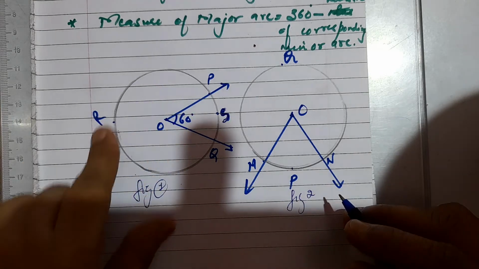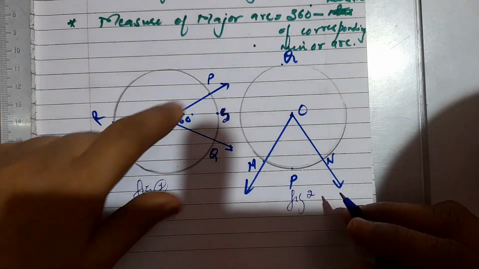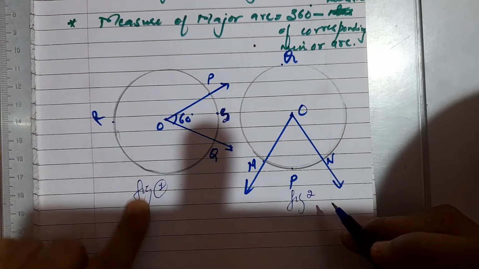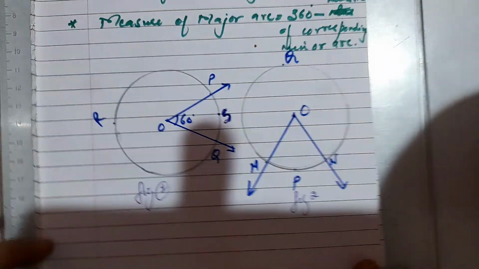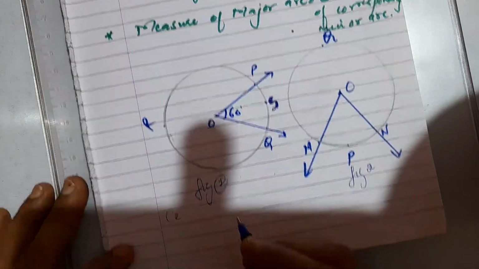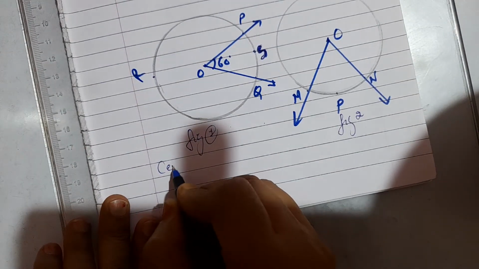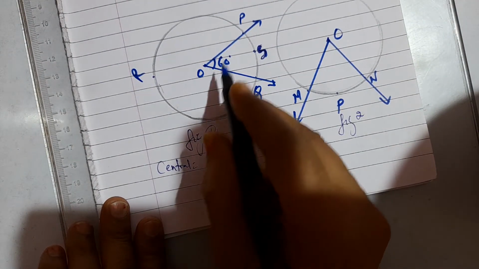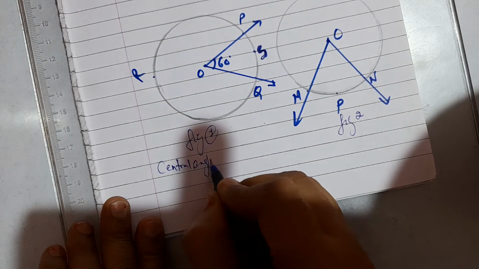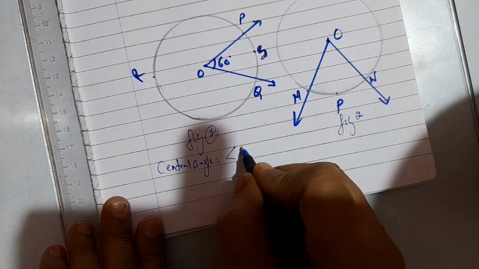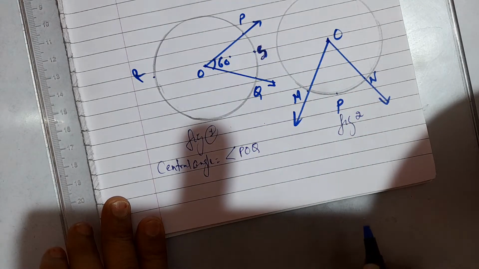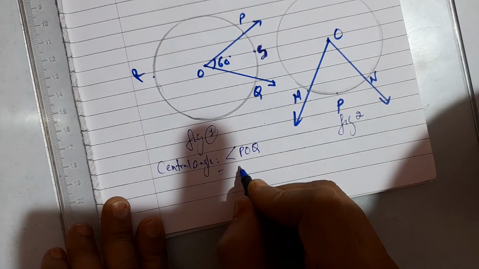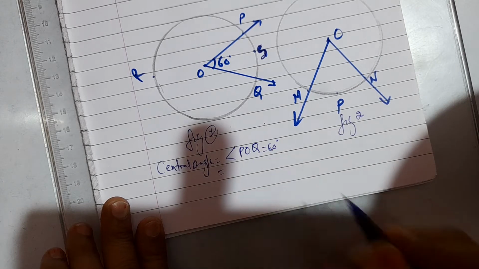Now look here children, in this figure 1, what is the central angle? What is the name of the central angle? POQ. So angle POQ is the central angle. And what is the value of POQ? It is 60 degree, right?